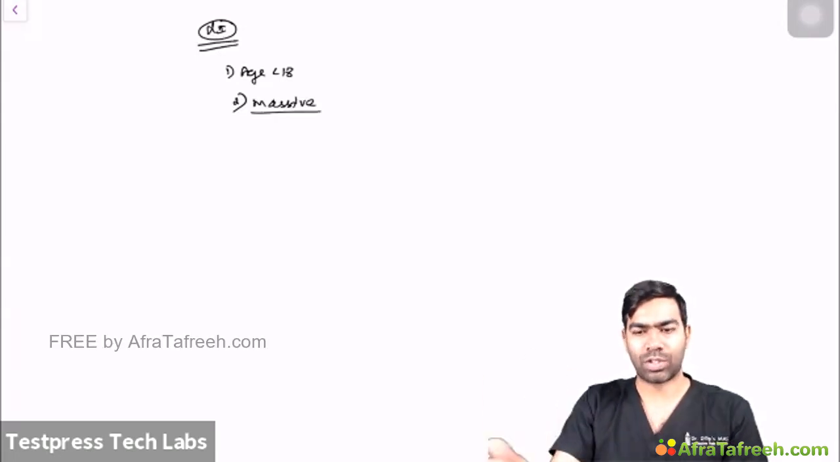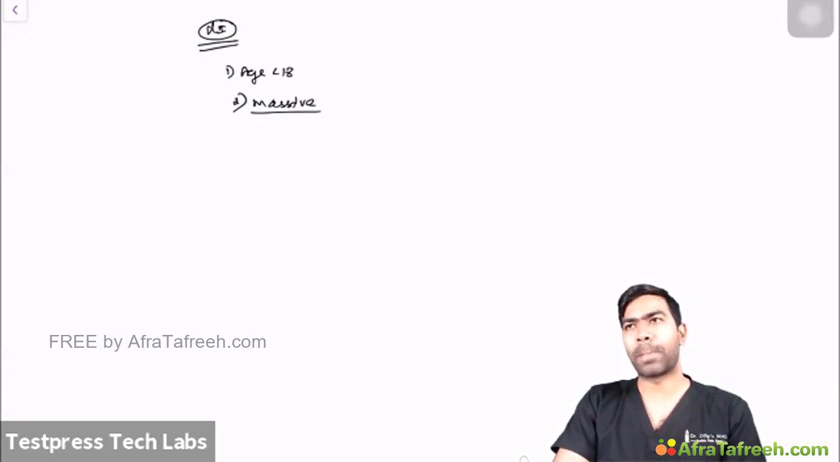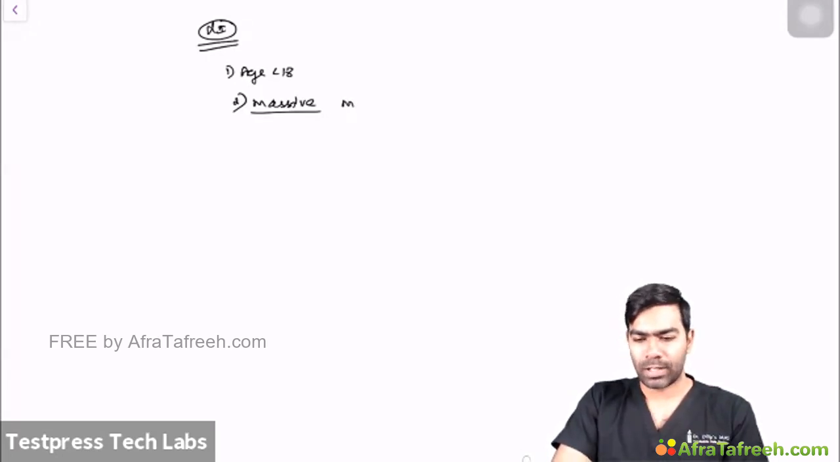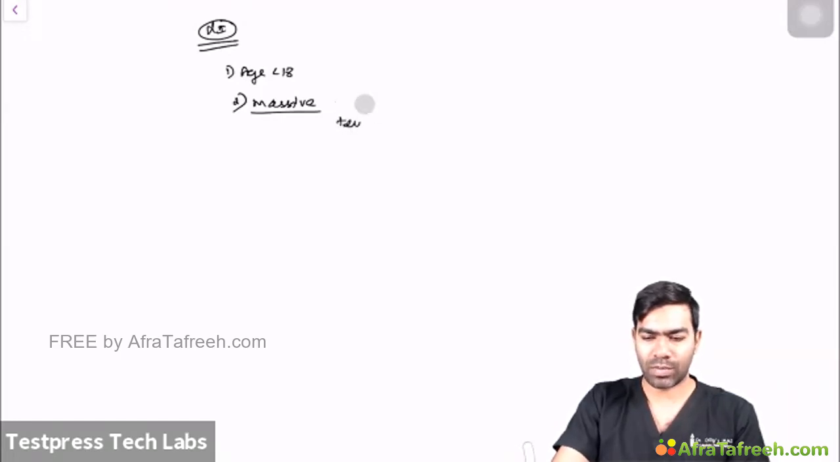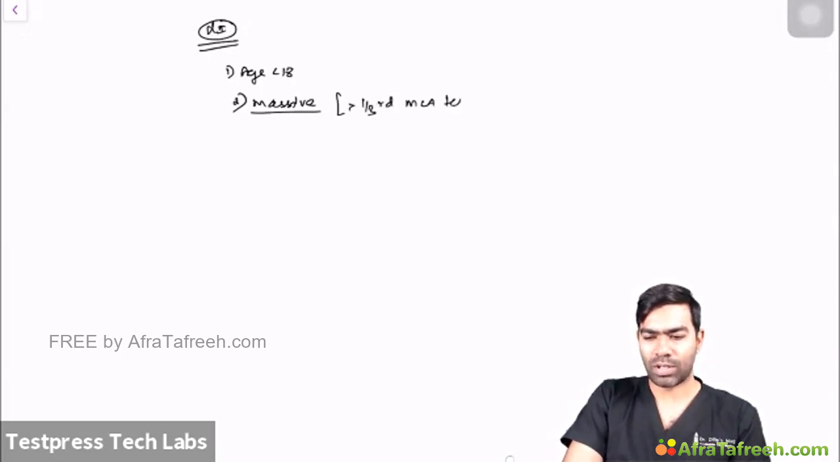I'm telling stroke specific. First of all, let us finish off the stroke specific. Massive stroke. Massive stroke in the sense like if the patient is having MCA territory involvement, I mean more than 1/3 of the MCA territory is involved. So if more than 1/3 of the MCA territory is involved, that's basically a massive stroke.